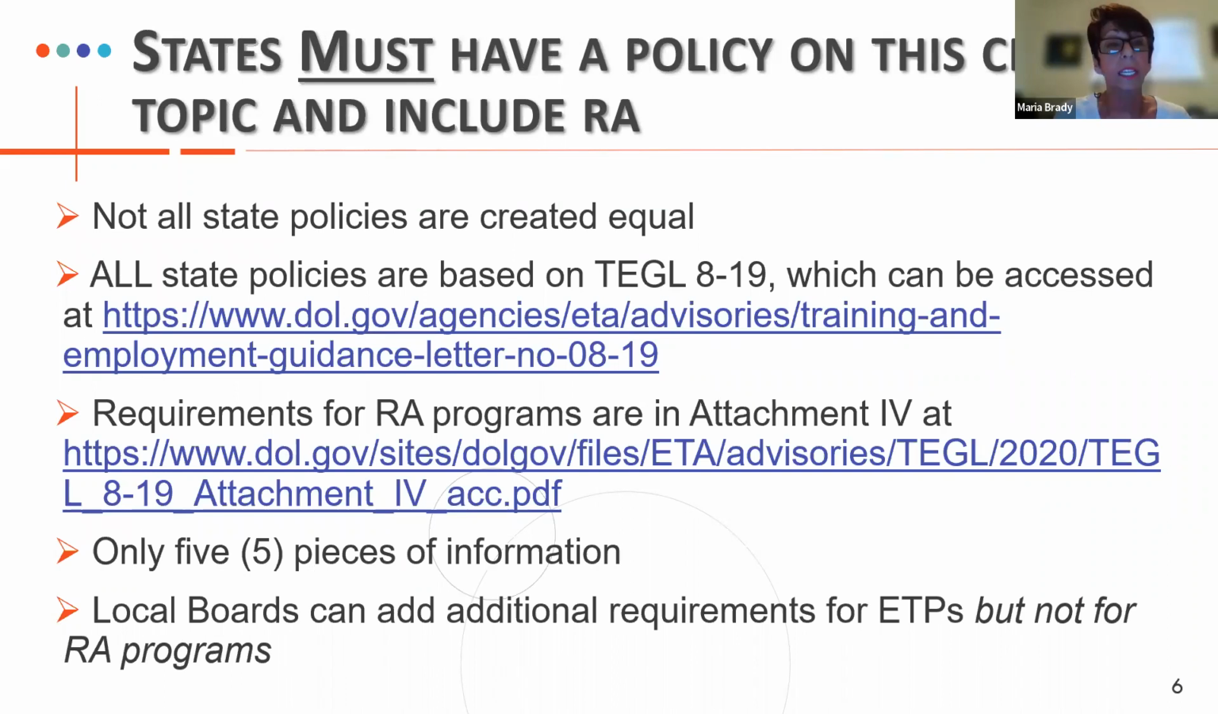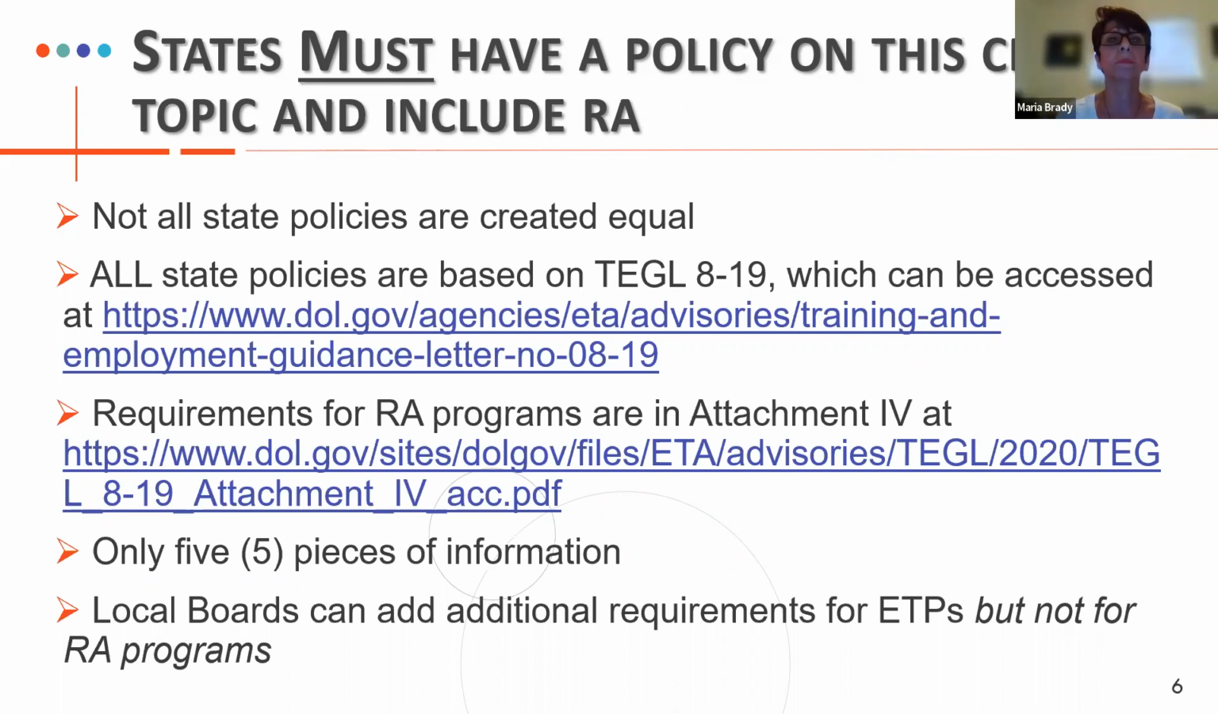Now, the ETP, eligible training providers, and the statewide list, that is one of many areas where WIOA requires states to develop policy, but not all state policies are created equal. All of the state policies pertaining to eligible training providers are going to be based on Training and Employment Guidance Letter 8-19. And you can access it on the web based on the address on your slide. Requirements are going to be on Attachment 4.